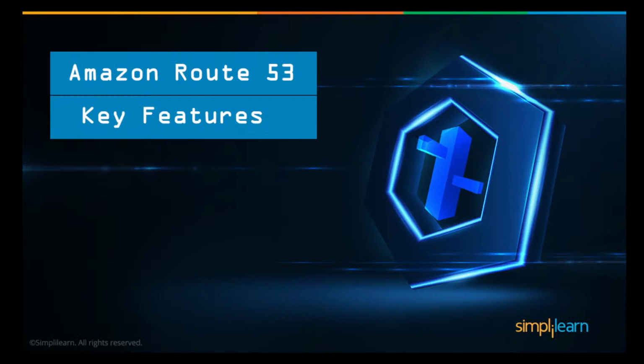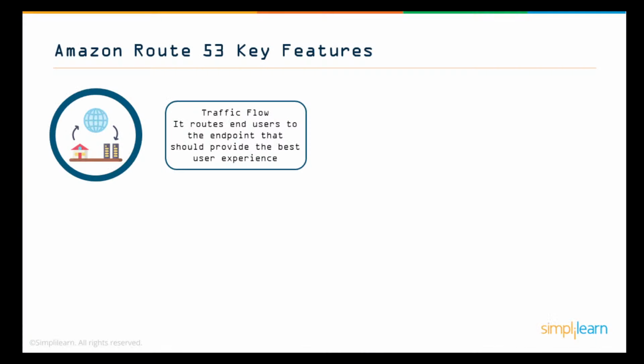And that's the routing policies we have. Now coming back to the Route 53 key features, what all things we observed or what are the functionalities we get from Route 53. Traffic flow: it routes end users to the endpoint that should provide the best user experience. We have seen that.